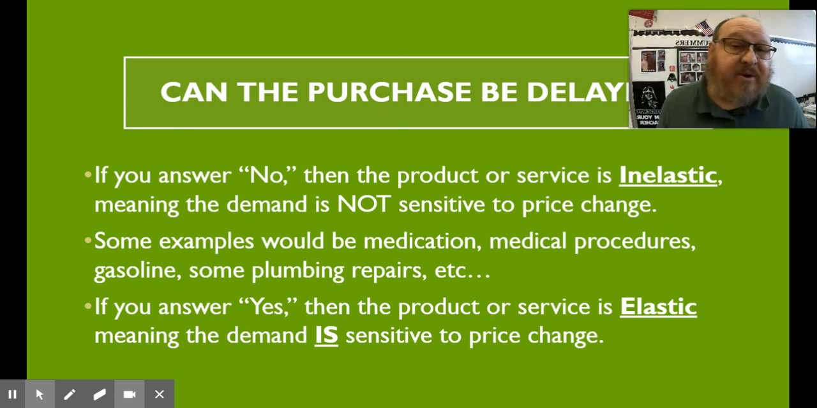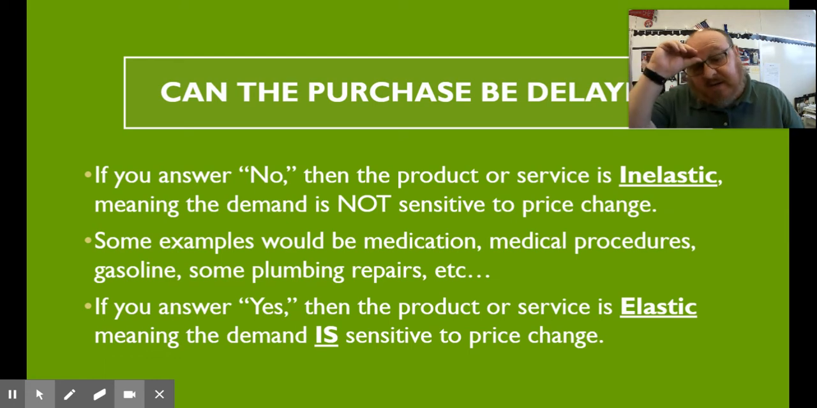So if you have to buy it right now, like you blew a tire and you need another tire for your car, that's inelastic. So you're not going to be very sensitive to the price. You need a tire. Okay, so medication, medical procedures, like I said, plumbing repairs. That's a little bit personal right now. Gasoline. Okay, like I said, you have any kind of an emergency happen where you need to buy a product or you need a service, then that's probably going to be inelastic.